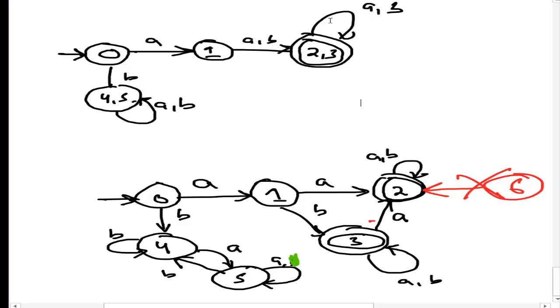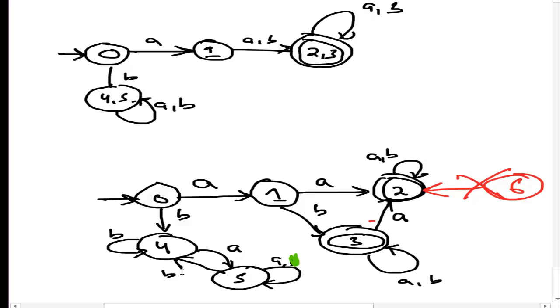Similarly we combine 4 5. 4 on A goes to 5, and 5 on A goes to itself. 5 on B goes to 4, and 4 on B goes to 4. So 4 on B goes to 4 and 5 on B goes to 4, because it is now a single state.